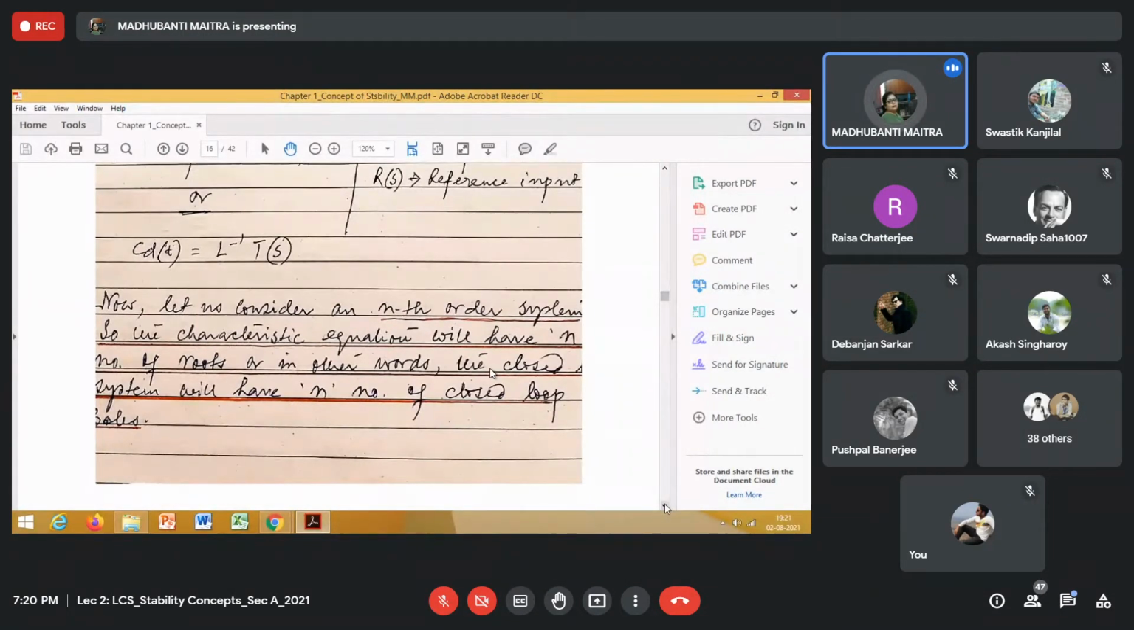So let us consider a general nth order system. What is meant by an nth order system? Can you tell me? Yes, ma'am, in the denominator of the transfer function, the maximum power of S is n. Maximum power of what? S. Yes.